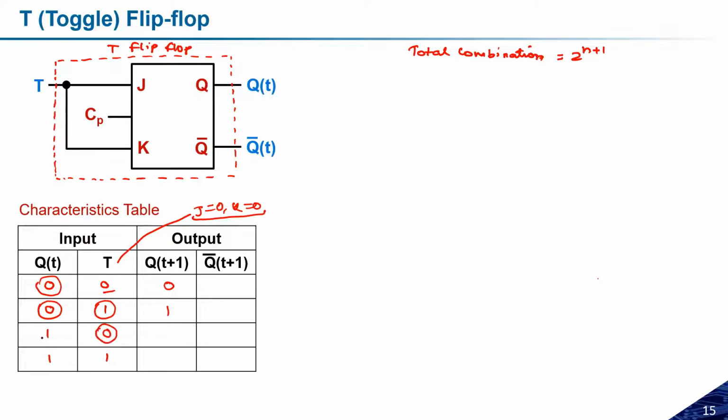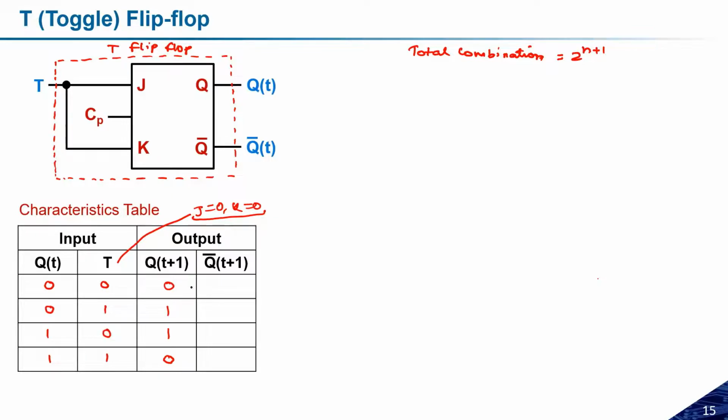If 0, it will be the same as the Qt, which is 1. And if T is equal to 1, then it will complement the previous input. So it will become 0. So let me repeat again what I'm doing here.